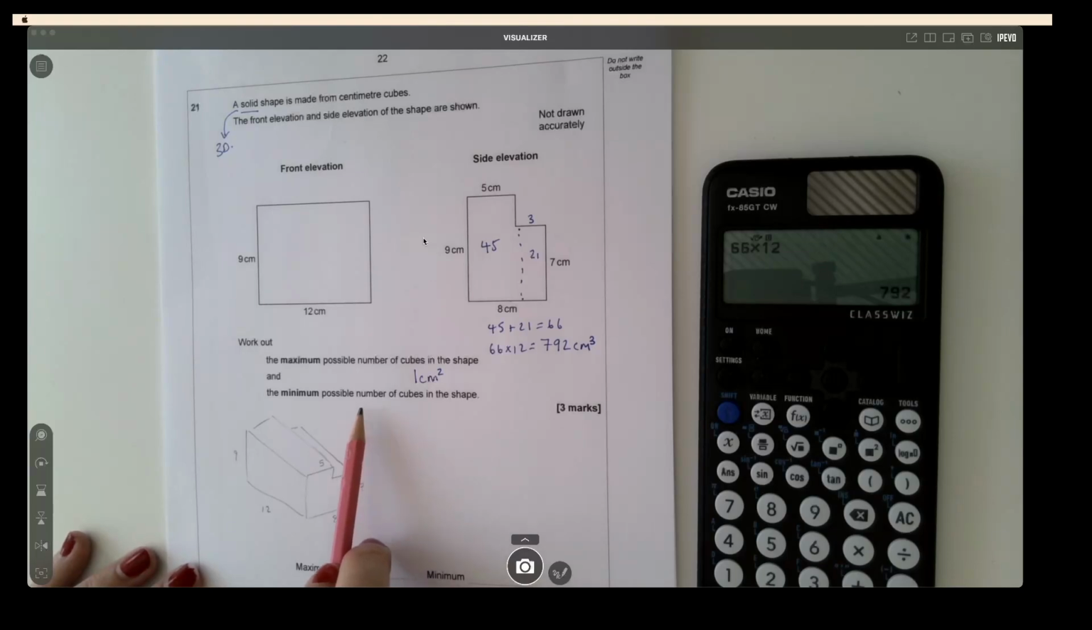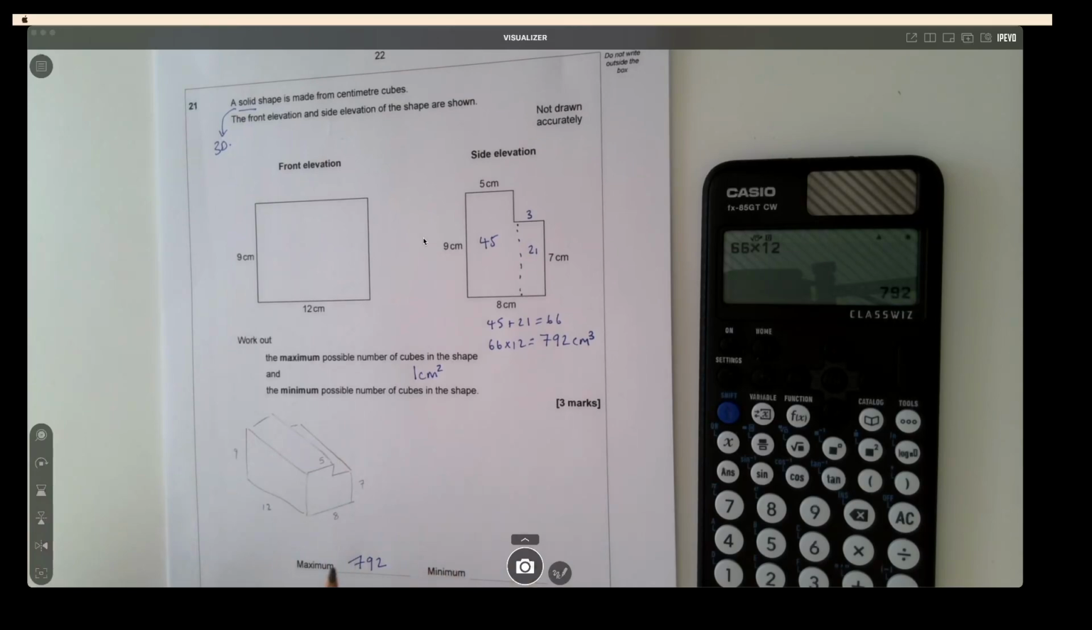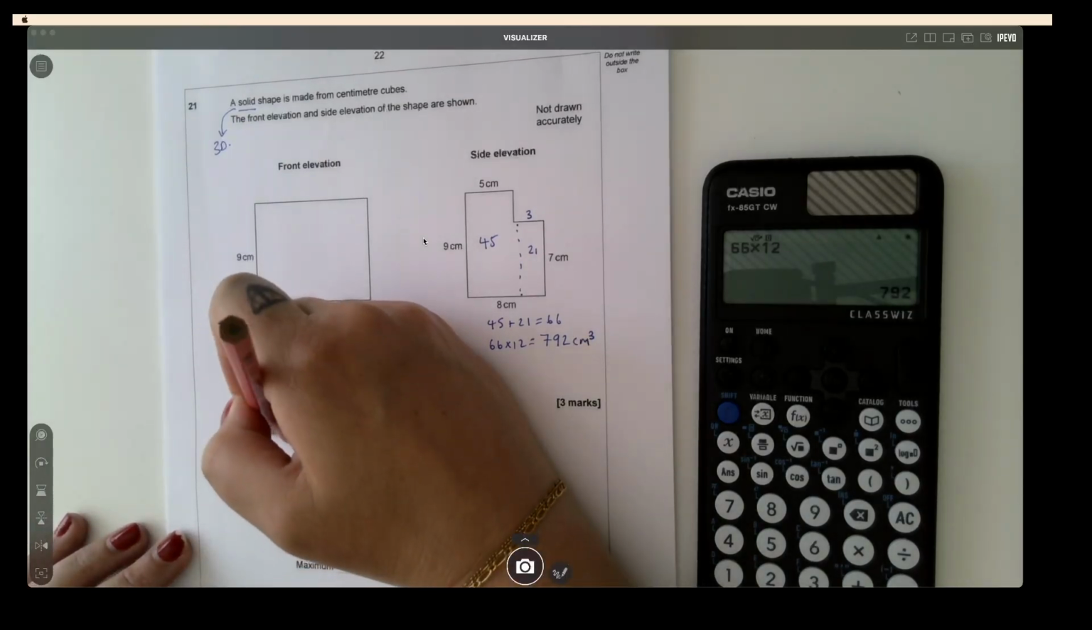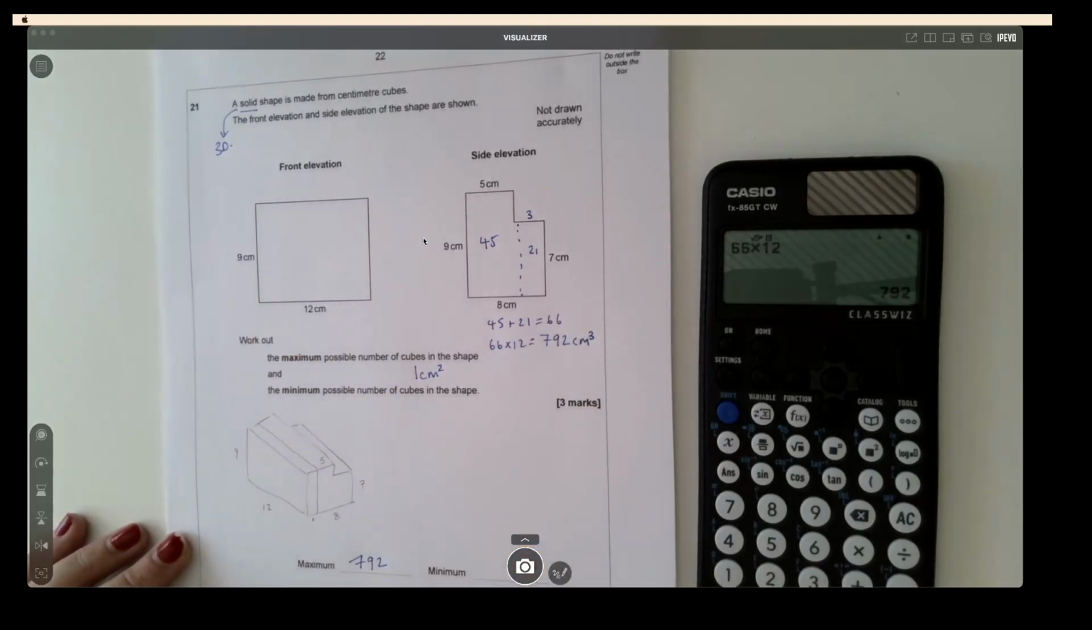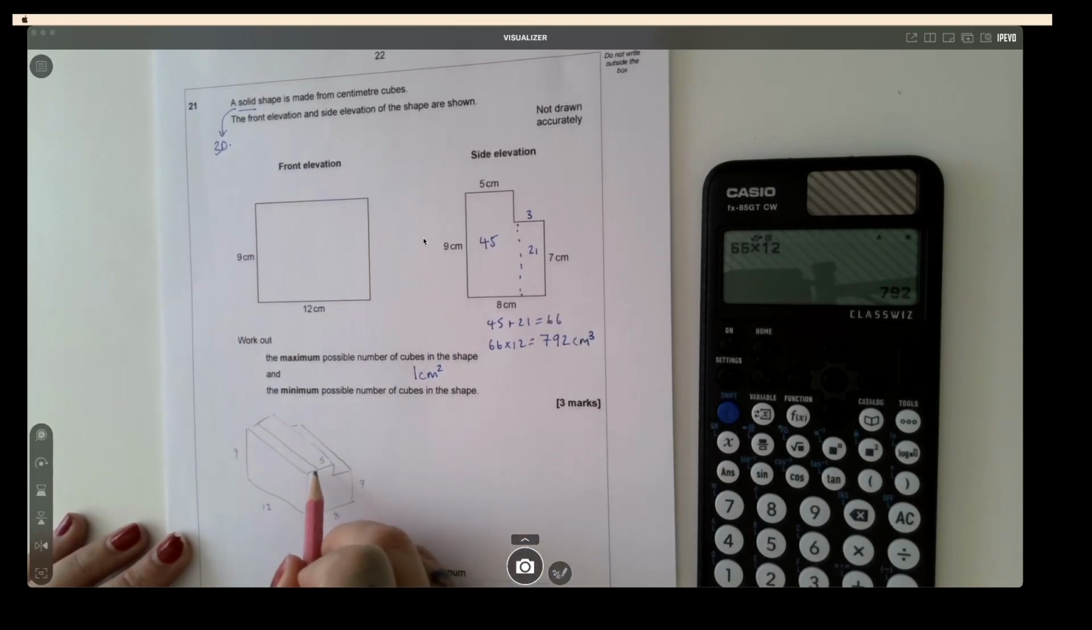And the way that we're going to find the minimum number possible of cubes inside this shape is to assume that the shape is hollow. So what I did here, I'm now going to split this shape a little bit further into 1 centimetre sections there. So this is now no longer 5, this is 4. And that would be a 1 centimetre. And then this is 3, we worked that out up here. And then 3. And we've got that length there, 7.